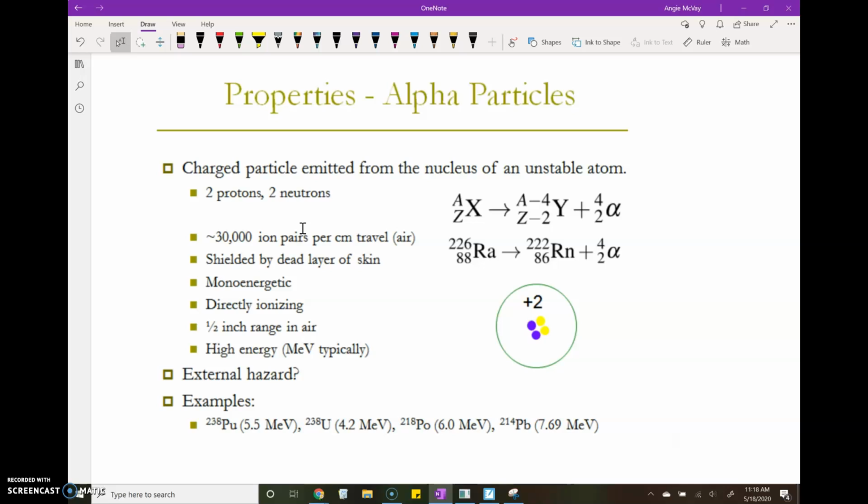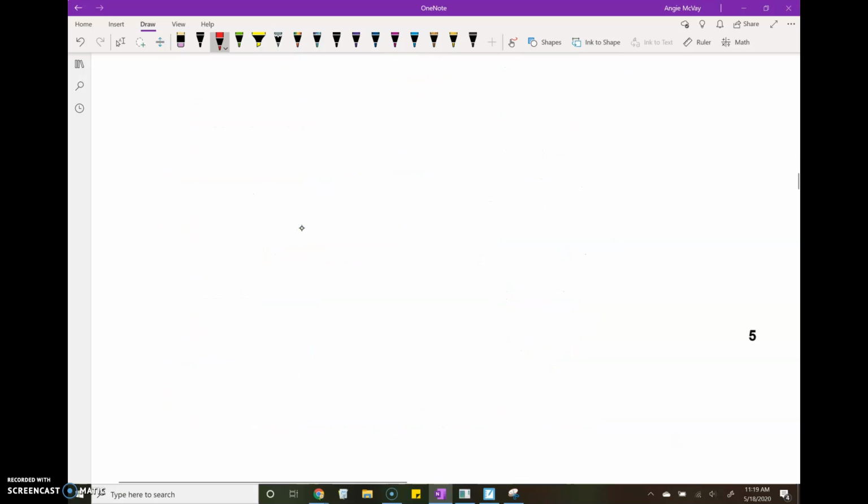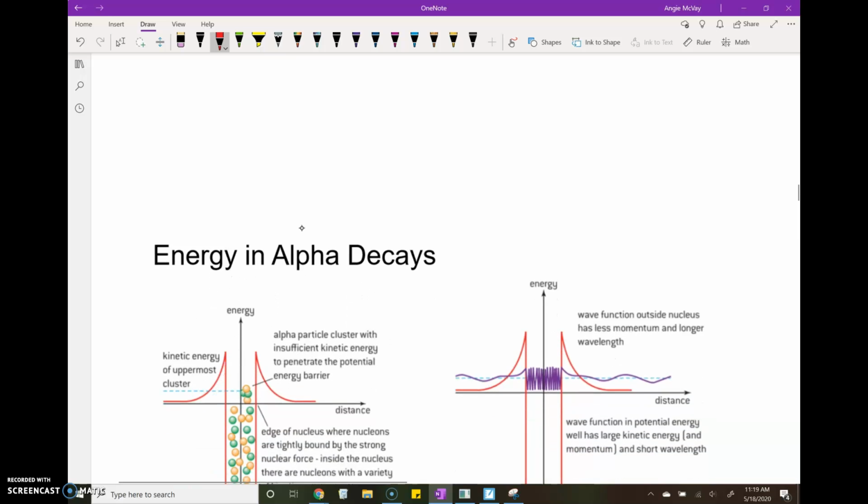So they're big, they don't travel very far, but they pack a punch. All right. Here are a couple examples. All of these atoms down here produce ionizing radiation. They're not a super external hazard because they can be stopped by skin, but you don't want these high energy big particles inside your body. That would be pretty damaging.